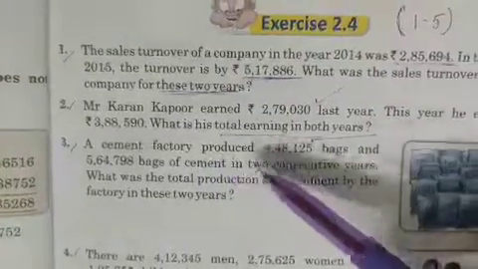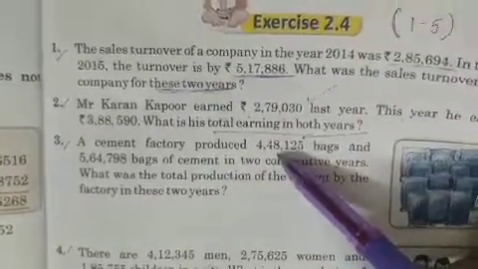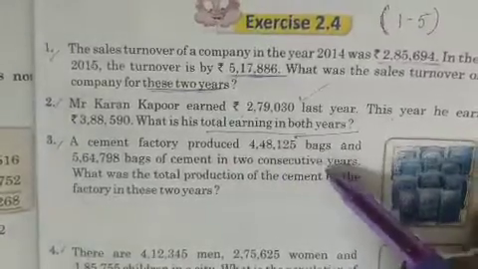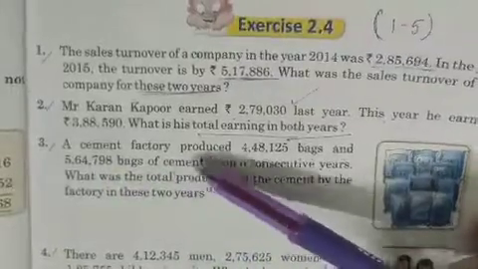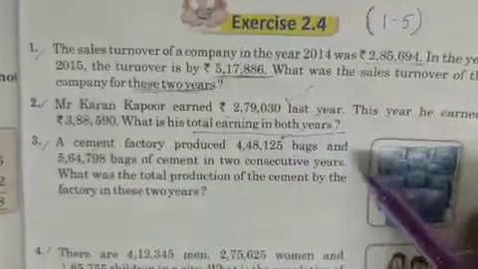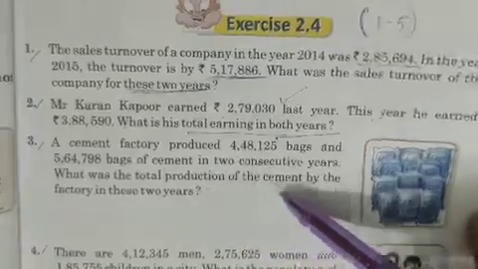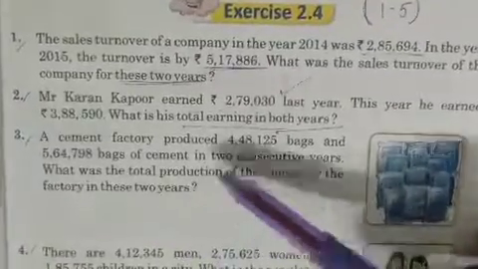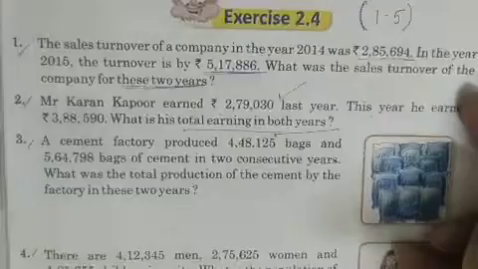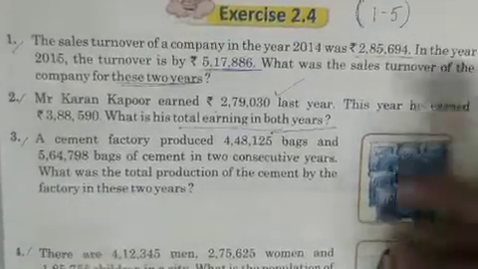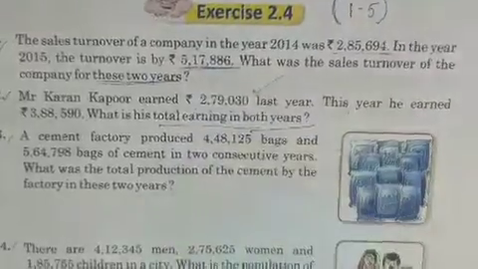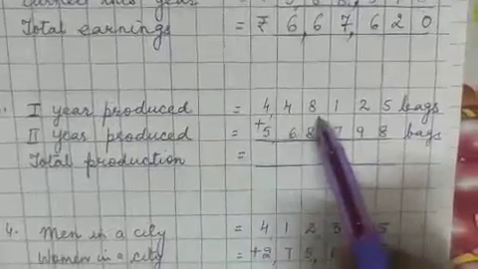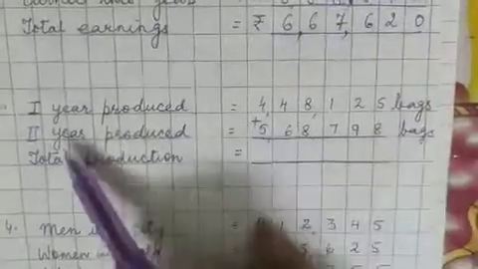Okay, now move to the third question. A cement factory produced 4,48,125 bags of cement and 5,64,798 bags of cement in 2 consecutive years. What was the total production of cement by the factory in these 2 years? Consecutive years mean one by one. So suppose the first year these many bags and the second year these many bags. So in the first year how many bags were produced? That is 4,48,125 bags.